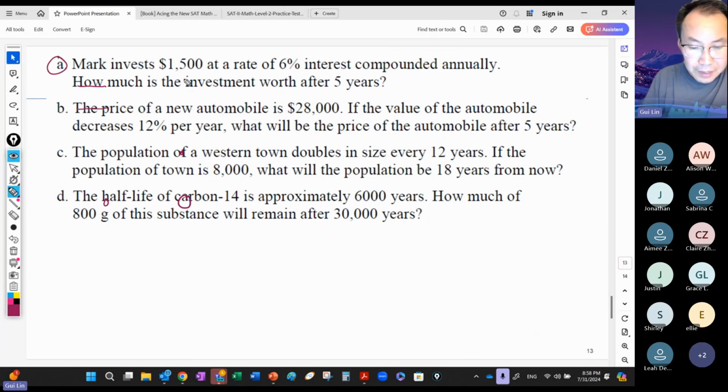A, Mark invests 1,500 at a 6% interest rate compounded annually. Compounded means every year the base is changing. If they didn't say compounded, the base would be the same, 1,500. So compounding means every time it grows, the base changes. How much is the investment worth after 5 years? So initially 1,500.